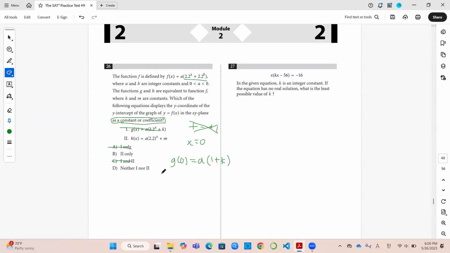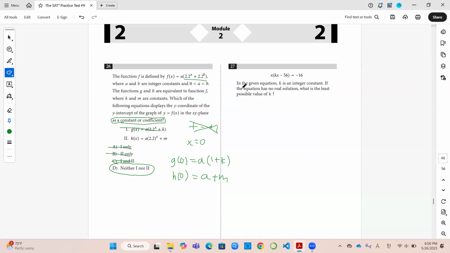Let's try 2 here. h of 0. a times 2 to the power of 0 is 1, so a. Well, this is also not a constant, or it's not even a coefficient. So both are wrong, so D, neither 1 nor 2 option is right. So for 26, the correct answer choice is D as in David.